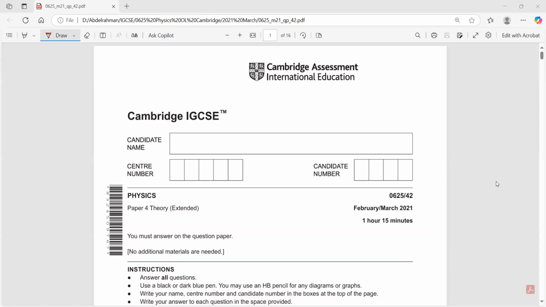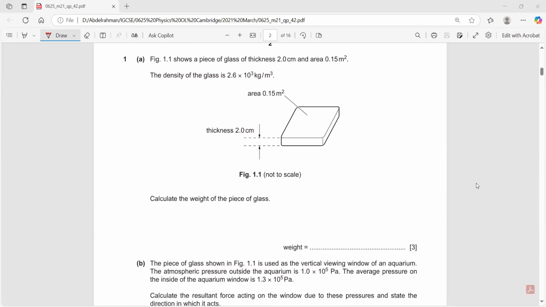March 2021, paper 4, variant 2. Question 1. Figure 1.1 shows a piece of glass of thickness 2 centimeters and area of 0.15 meters squared.